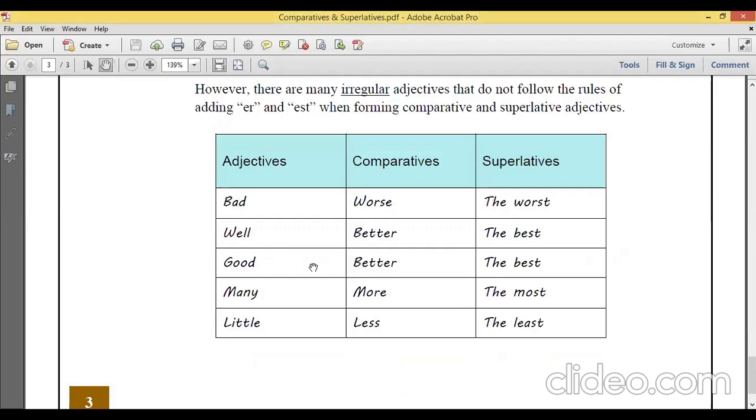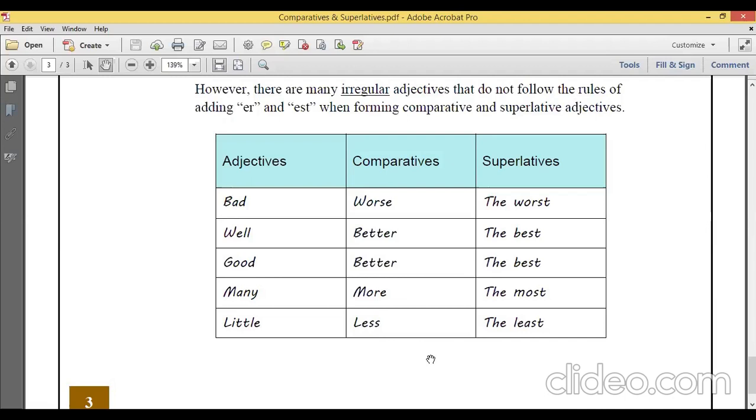So you cannot change bad into badder when you want to form it into a comparative adjective. Because bad... Yes, okay, I thought that you were asking. Okay, so these are some irregular adjectives that you have to memorize because they do not comply with any rule of what we were speaking about.